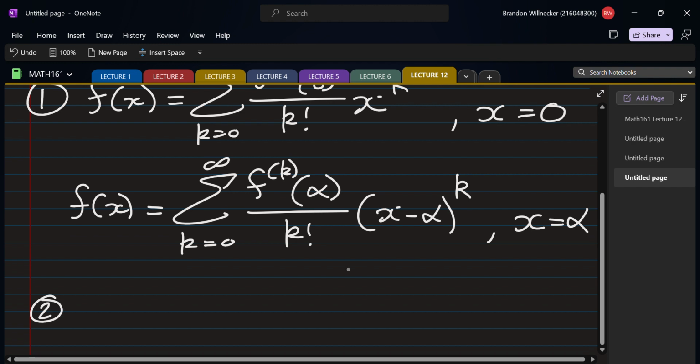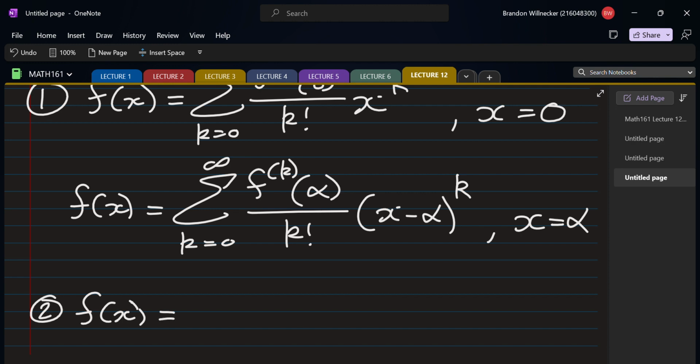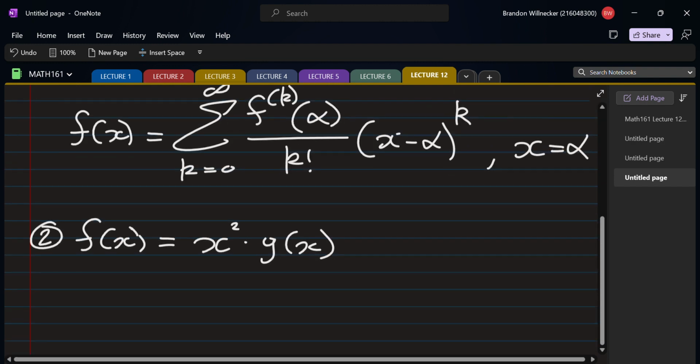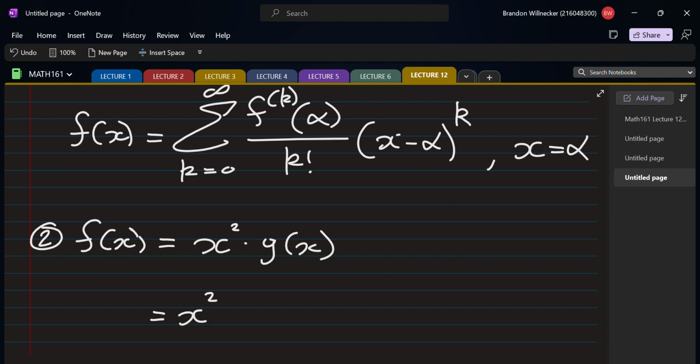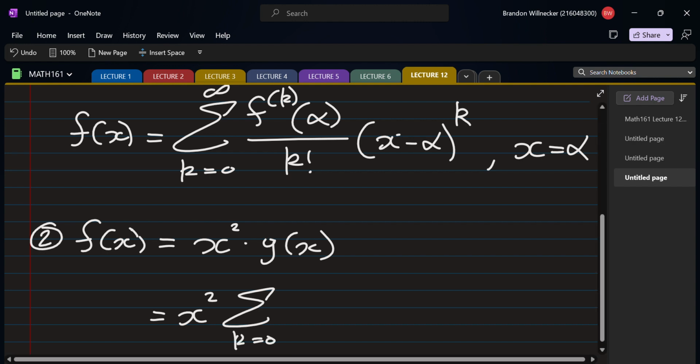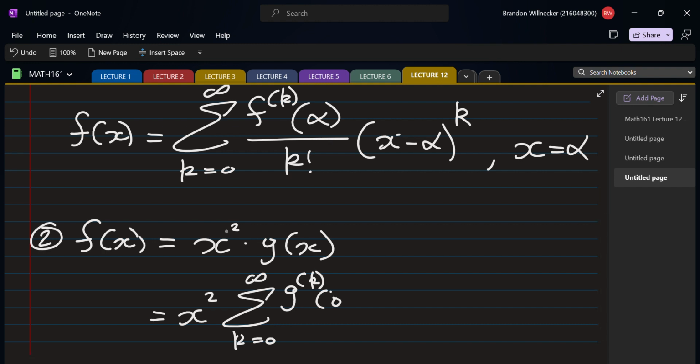Number 2, if we have a product of functions, for example, f of x is equal to, let's say, x squared times g of x, what we can do is find the Taylor series for g of x and then multiply the result by x squared. So here we have x squared and then just times the Taylor series for g. So this will be the kth derivative of g, let's just do this at x equals 0 for simplicity, over k factorial, x to the k. And now we can just multiply in the x squared.